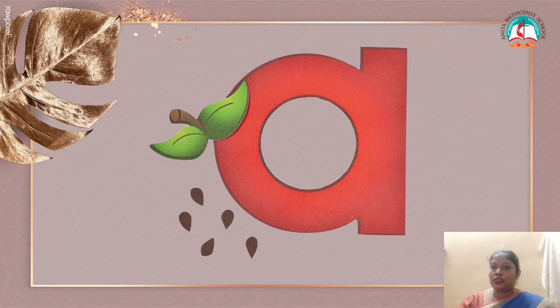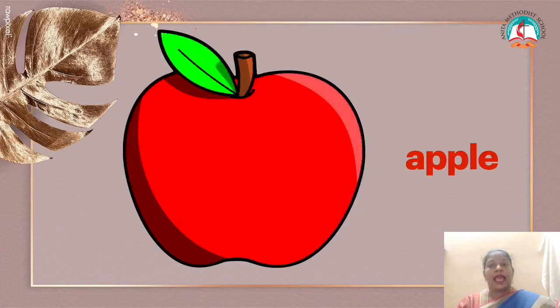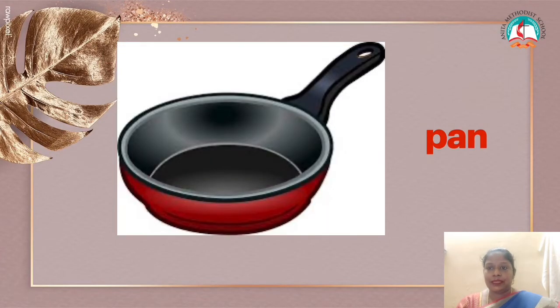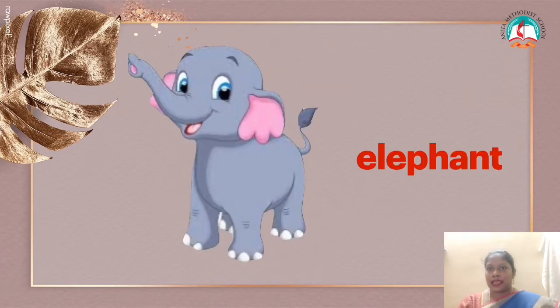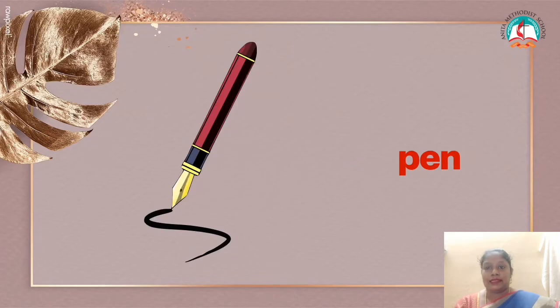A is pronounced as a, as in an apple, pan. Can you repeat after me? A. A. A is pronounced as a. Okay, good. The next short vowel is E. It is pronounced as e. Can you repeat after me? E. E. As in an elephant. Elephant. Pen. Pen.